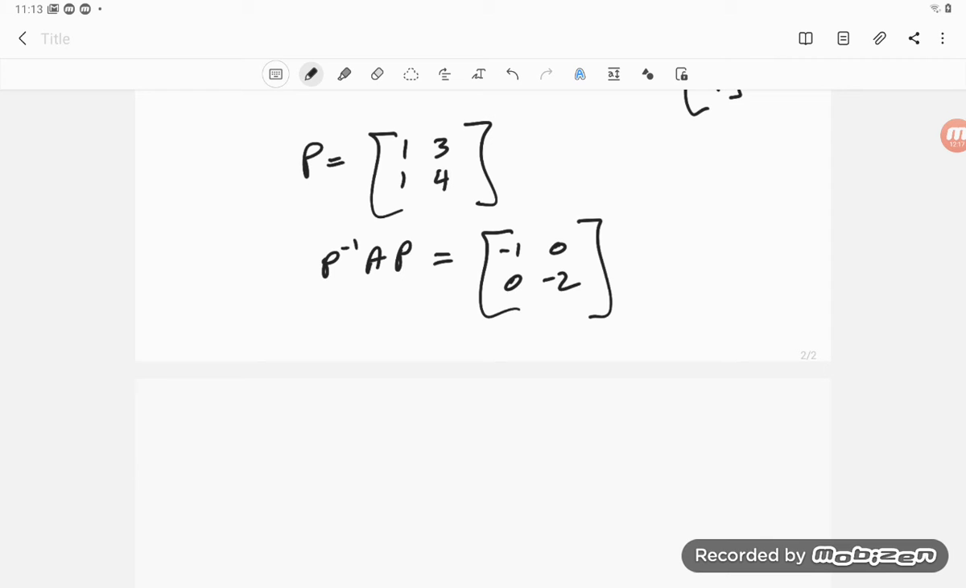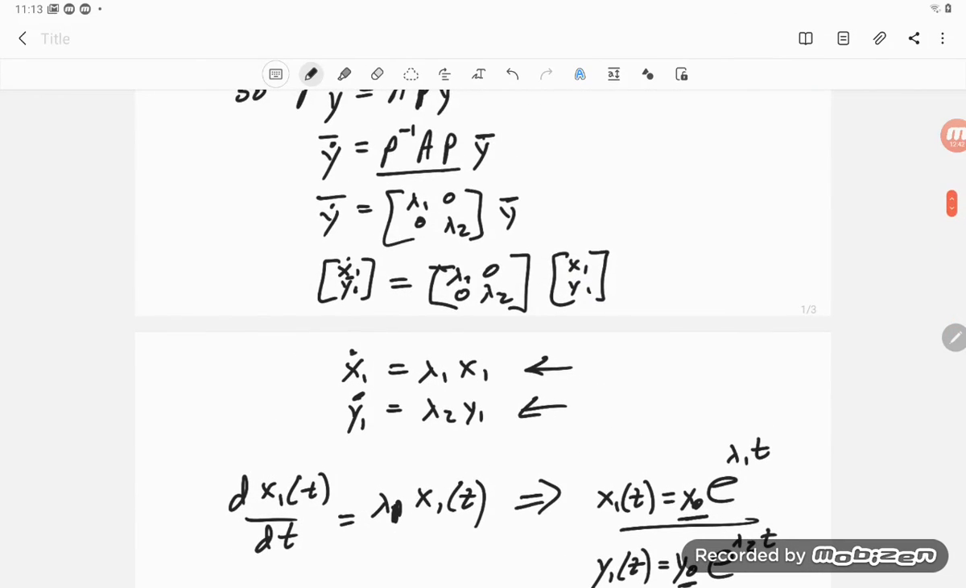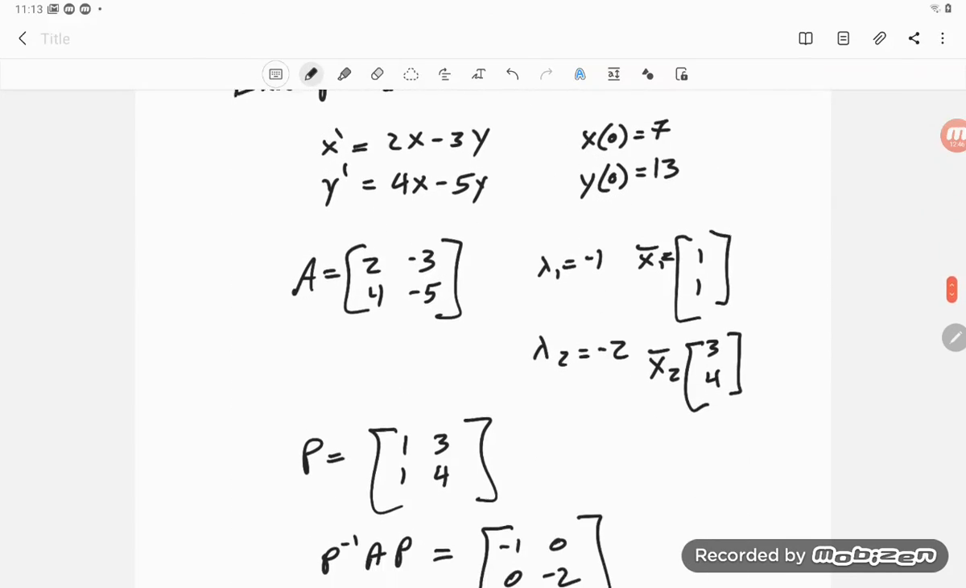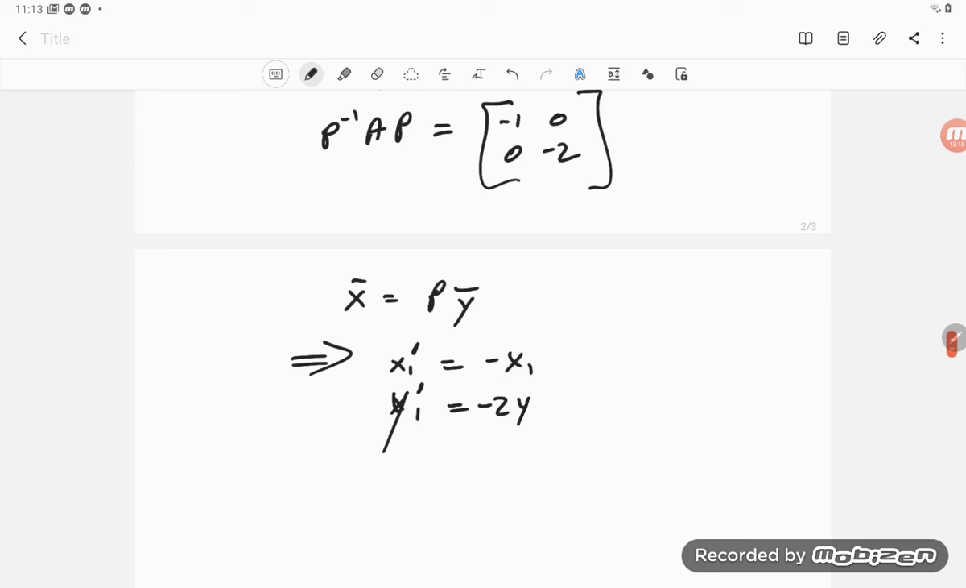Okay, so when we make our substitution, x is equal to py. What that then implies, right, is we get the diagonal system here. So we get x1 prime is equal to minus x1, and y1 prime, yeah, they go to that dot notation, y1 prime is equal to -2y1.